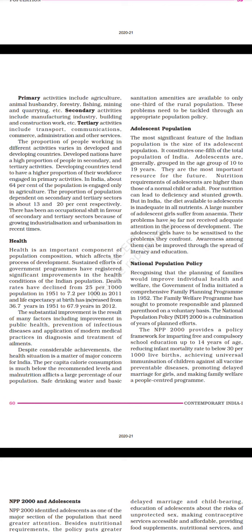The NPP 2000 provides a policy framework for imparting free and compulsory school education up to 14 years of age, reducing infant mortality rate to below 30 per thousand live births, achieving universal immunization of children against all vaccine preventable diseases, promoting delayed marriage for girls, and making family welfare a people centered program.